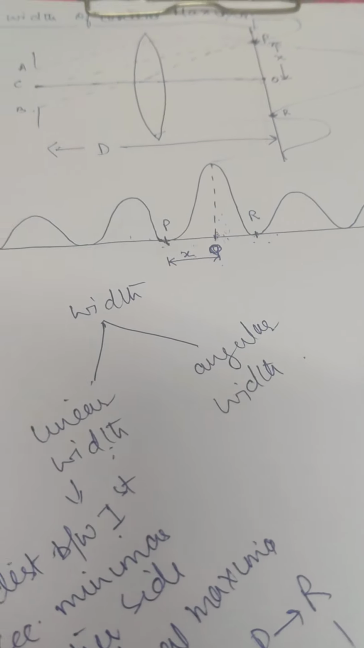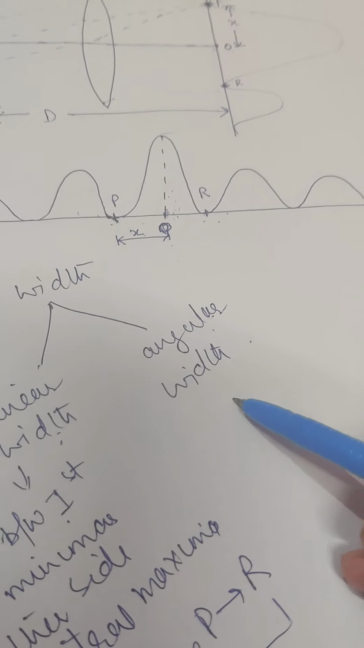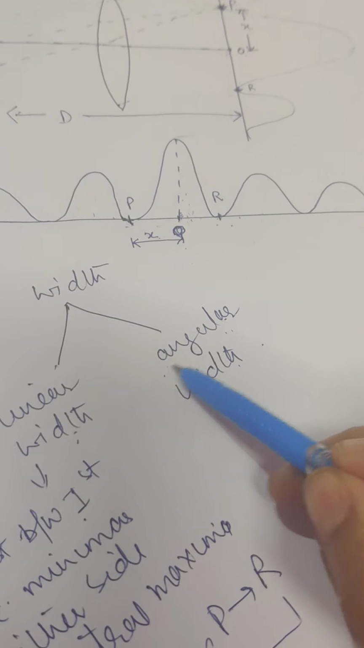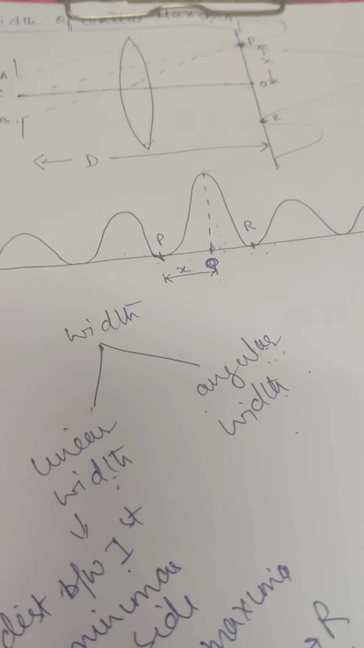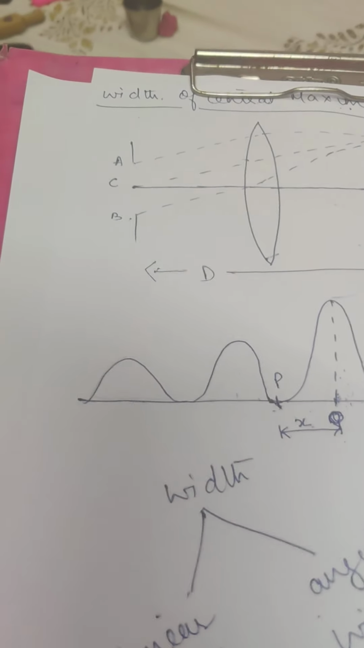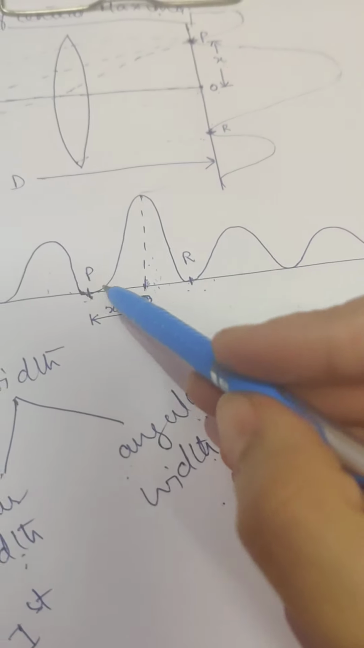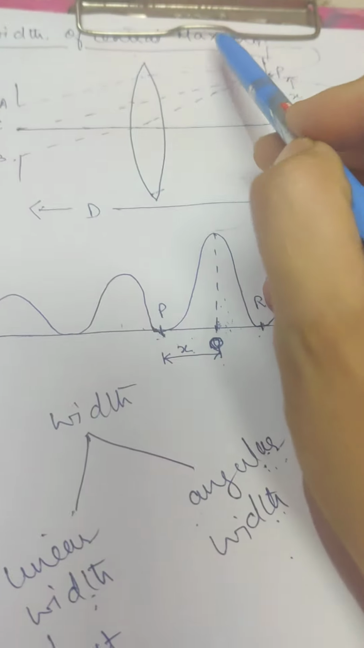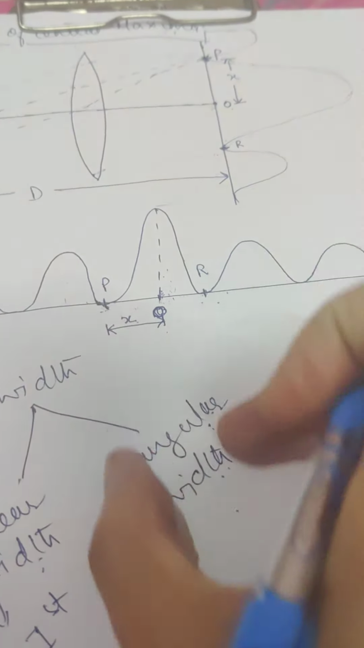Now beta, we will also calculate the angular width. When we say the word angular, it comes from angle. See beta, angular width is basically the angle at which this maxima spreads, because we are finding the angular width of the central maxima.